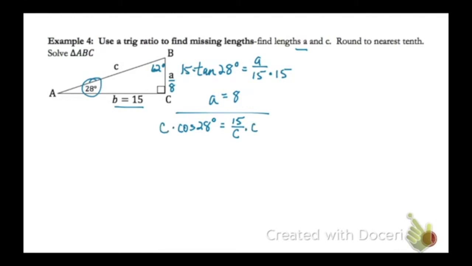So first of all, I'm just going to multiply both sides by that side length. And then I'm going to take 15 and divide it by the cosine of 28. And so our side length is 17.